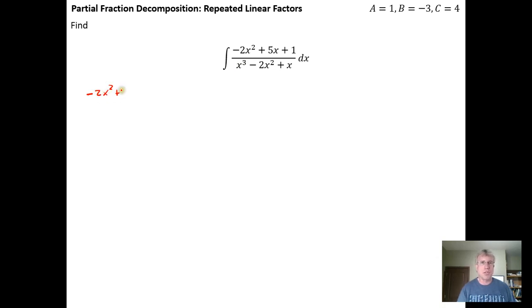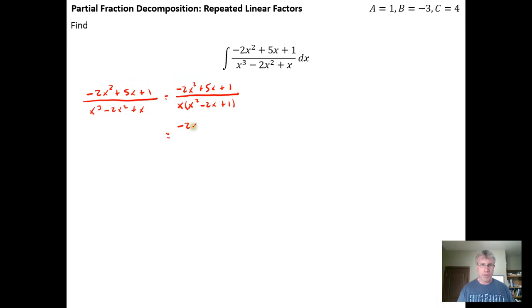fraction decomposition. So I'm going to rewrite the integrand, plus 1 over, and we have an x cubed minus 2x squared plus x. And if we're trying to factor the denominator, the first thing that we want to notice is that an x shows up as a factor in each of the three terms, so we can factor an x out of the denominator, which leaves behind an x squared minus 2x plus 1. And then we want to notice that this quadratic right here can be factored.